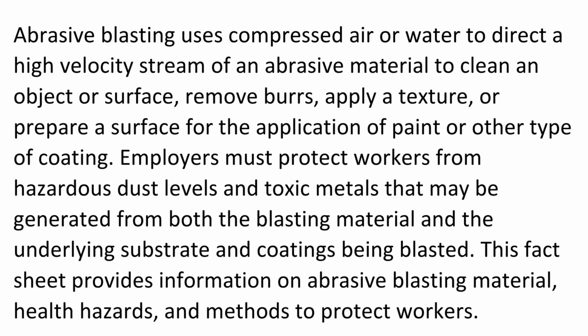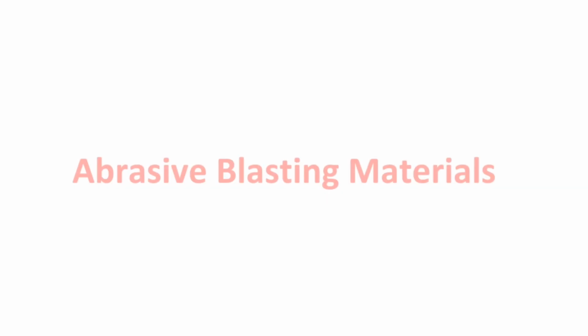Abrasive blasting uses compressed air or water to direct a high-velocity stream of an abrasive material to clean an object or surface, remove burrs, apply a texture, or prepare a surface for the application of paint or other type of coating. Employers must protect workers from hazardous dust levels and toxic metals that may be generated from both the blasting material and the underlying substrate and coatings being blasted. This fact sheet provides information on abrasive blasting material, health hazards, and methods to protect workers.